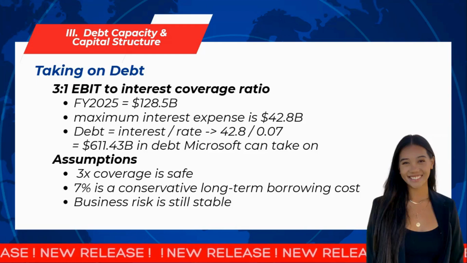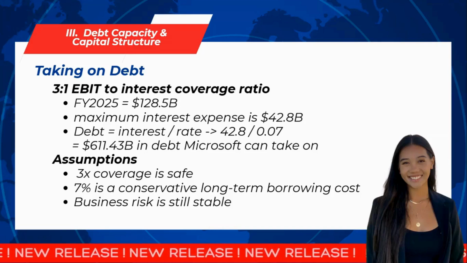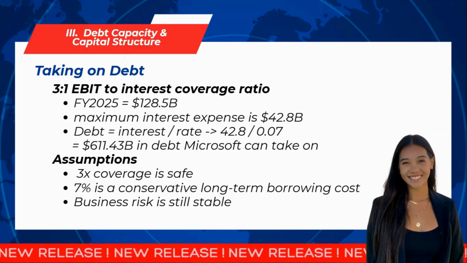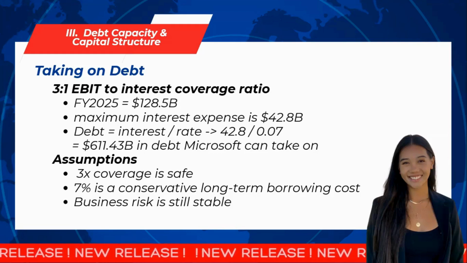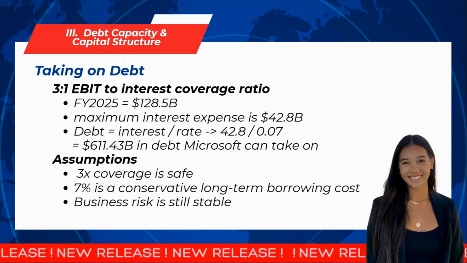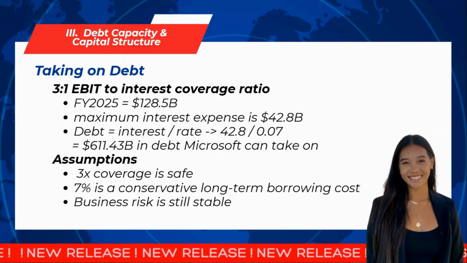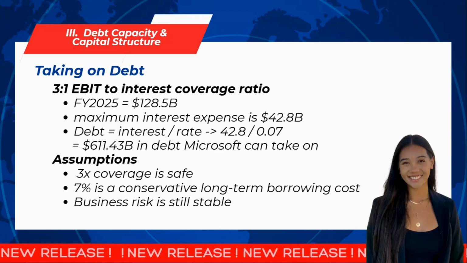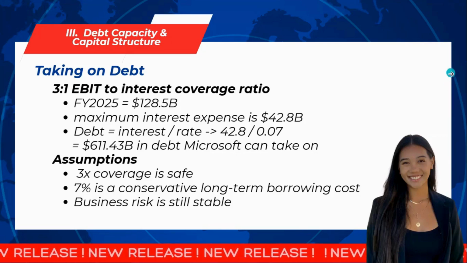This just comes from the assumption that 3 times coverage is a safe ratio. Many consider this to be a safe ratio when other companies decide to take a riskier approach. It's also using a 7% interest rate, which is conservative for long-term borrowing, and it's also assuming that the business risk is still stable.